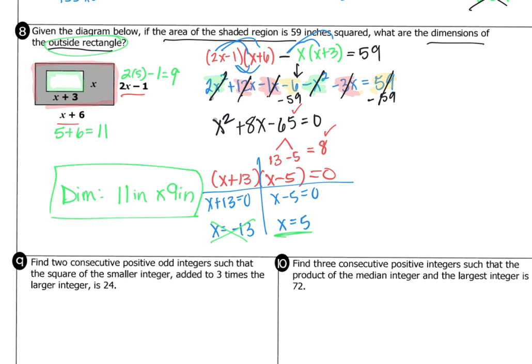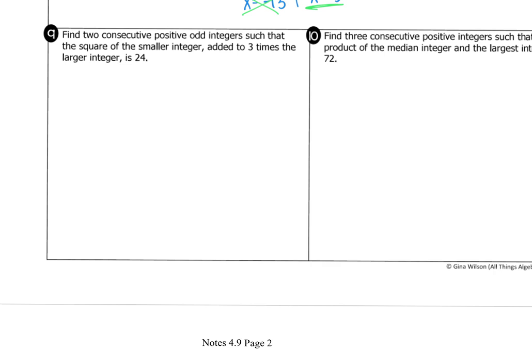Not so bad. Okay, on number 9, it says find two consecutive positive odd integers such that the square of the smaller integer added to 3 times the larger integer is 24. Okay, so we're going to do some labeling here. We have our first consecutive odd integer, COI, and our second consecutive odd integer. So we're looking for two consecutive odd numbers in a row. We know these odd numbers both have to be positive. So remember, odd numbers are like 1, 3, 5, 7, 9, 11, and so on.